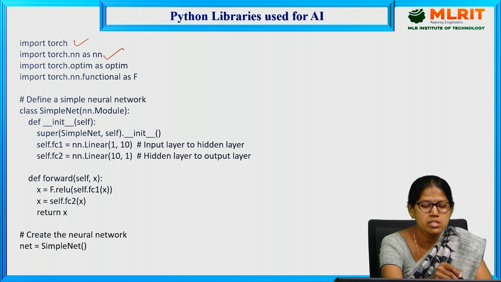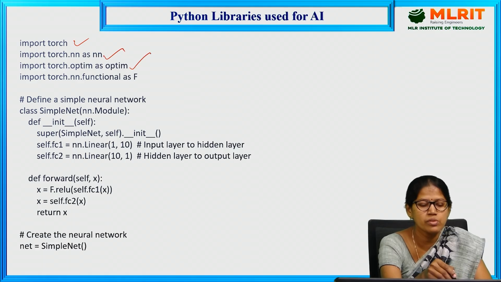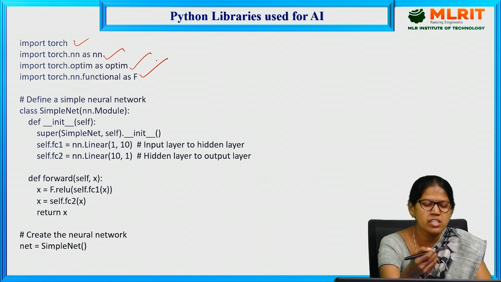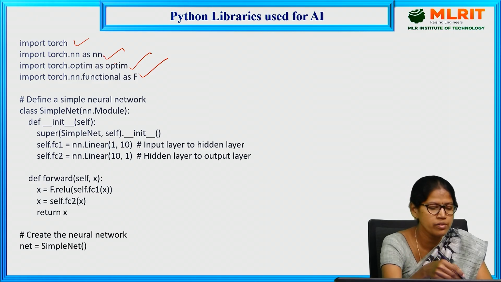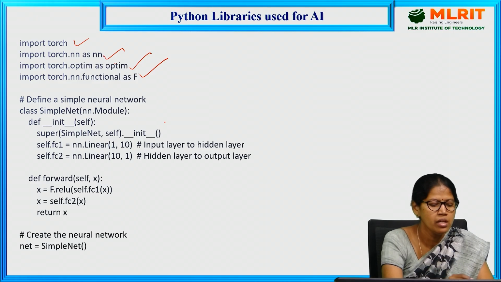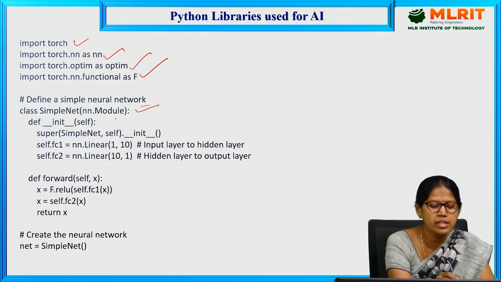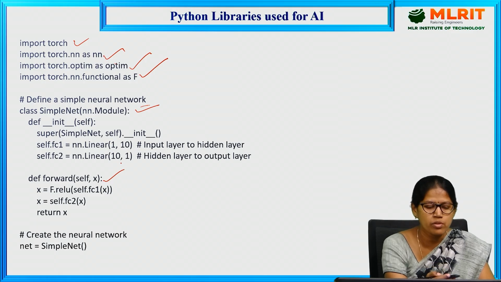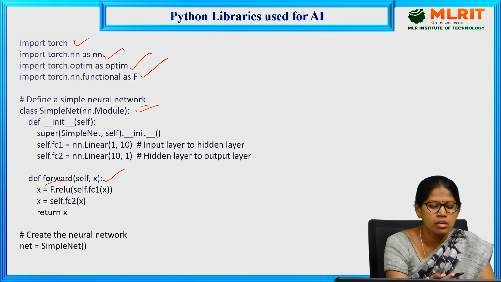Next, this one is a neural network, and to optimize we will use stochastic gradient descent, SGD. Next one is the activation function, a basic one, ReLU, which will be used in this example. Next, defining the simple neural network. After that, forward to perform the process. It is used to tell it to perform the process.